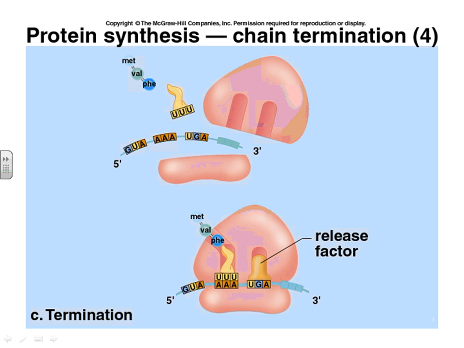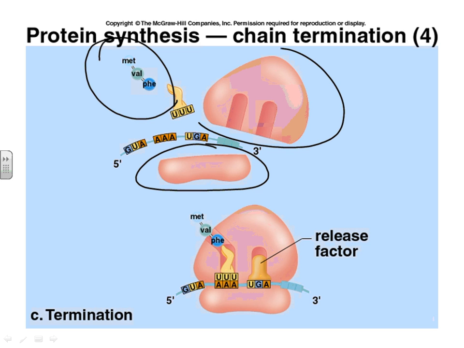All right, and then the last thing we get to is what's called termination. And go ahead and notice from the picture that in termination, everything comes apart. The mRNA comes loose from the ribosomes. What would this be right here? What is that? That's a polypeptide chain. That comes loose. The small subunit of the ribosome and the large subunit of the ribosome disassemble.